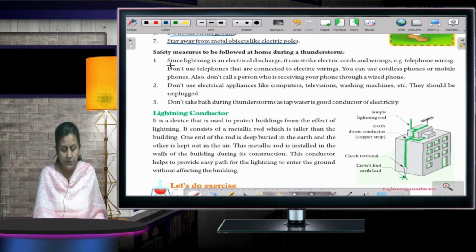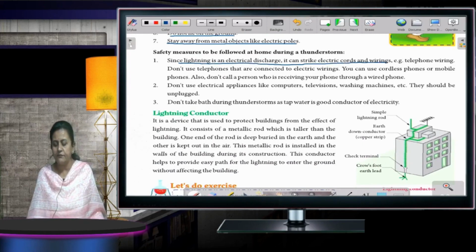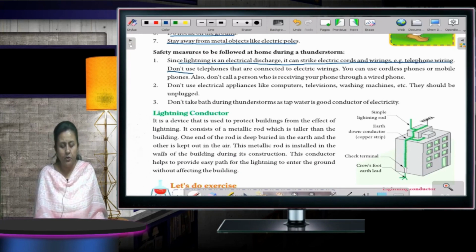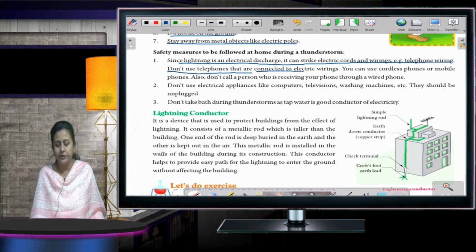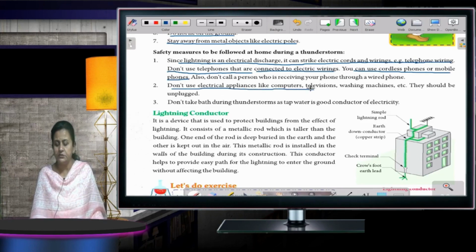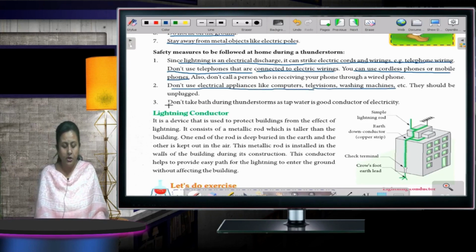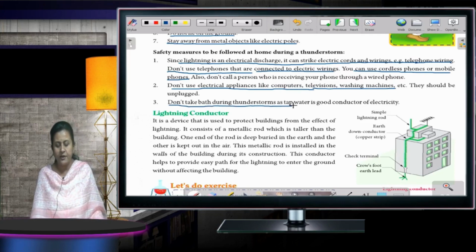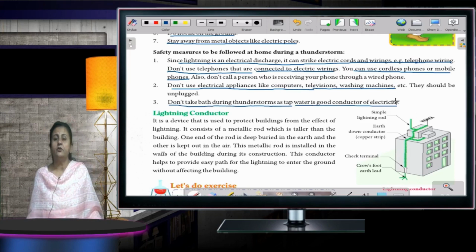First one, since lightning is electric discharge, it can strike electric cords and wirings. Example, telephone wiring. Don't use telephones that are connected to electric wirings. You can use cordless phones or mobile phones. Then don't use electrical appliances like computers, television, washing machine. Don't take a bath during a thunderstorm as tap water is a good conductor of electricity.